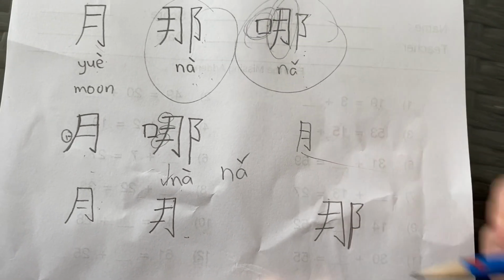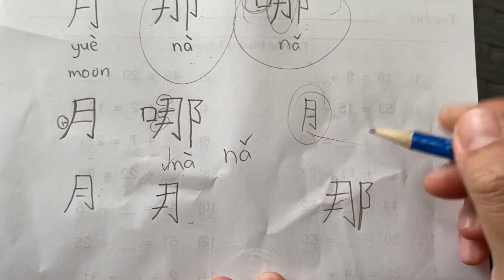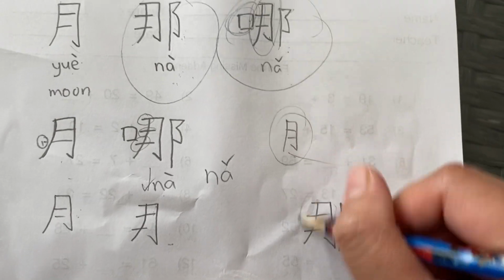Oops, this one is shu. Alright, that's the difference between the moon, ye radical, and this na.